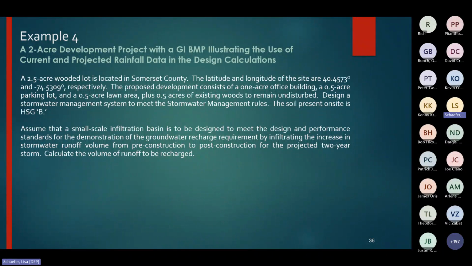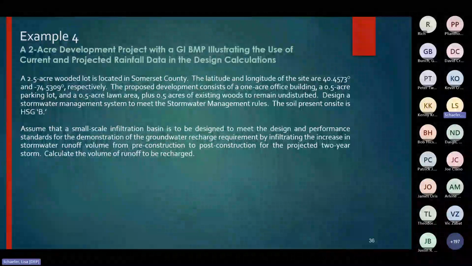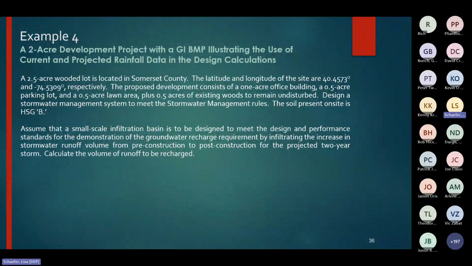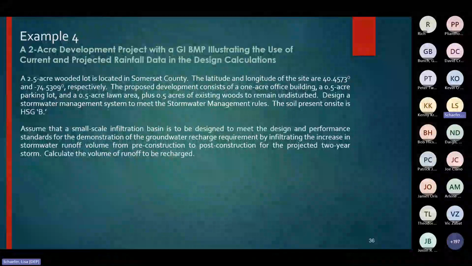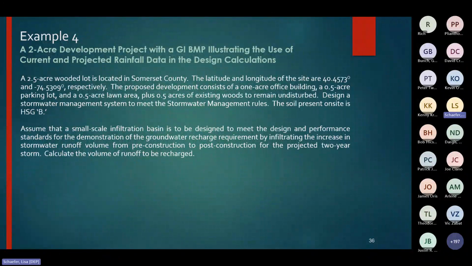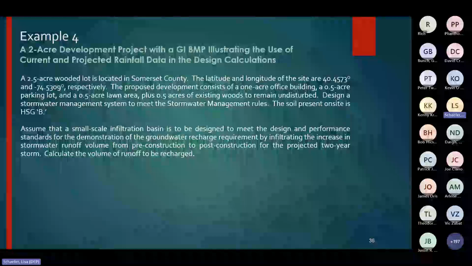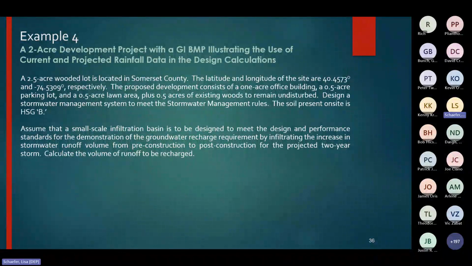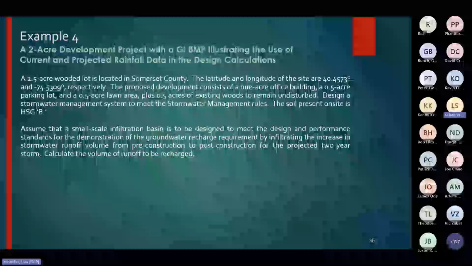1/2 acre lawn area, plus 1/2 an acre of existing woods that will remain undisturbed. We're going to design a stormwater management system to meet the stormwater management rules, and we are going to use HSG B soils. So here we're going to assume that a small-scale infiltration basin is to be designed to meet the design and performance standards for demonstrating compliance with the groundwater recharge requirement by infiltrating the increase in stormwater runoff from the pre-construction to post-construction for the projected 2-year storm.